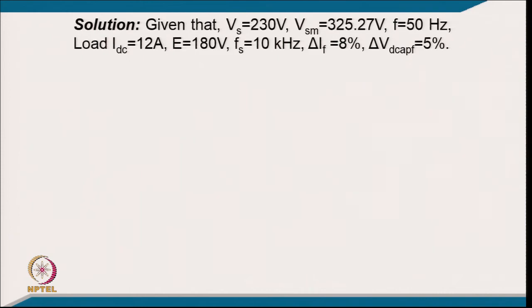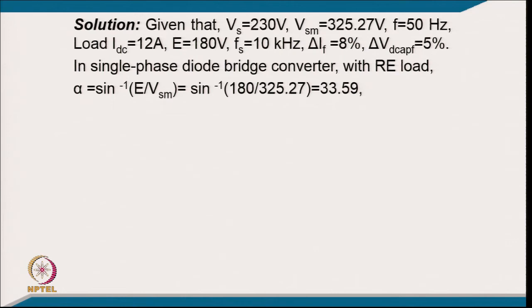Coming to the solution part of it, given that the voltage is 230 volt and we have 325.27, that is the peak of 230, with a frequency of 50 hertz, and load current is 12 ampere with the battery voltage charged at 180 volt, switching frequency 10 kilohertz, and the ripple current 8% and the ripple voltage 5%.